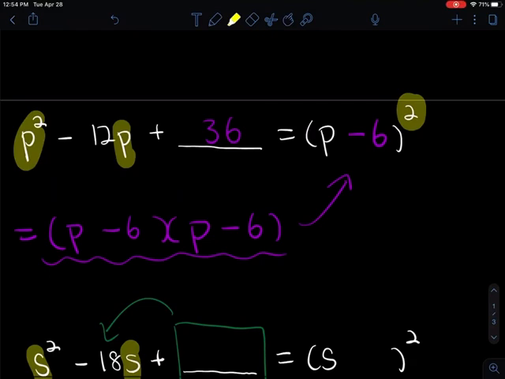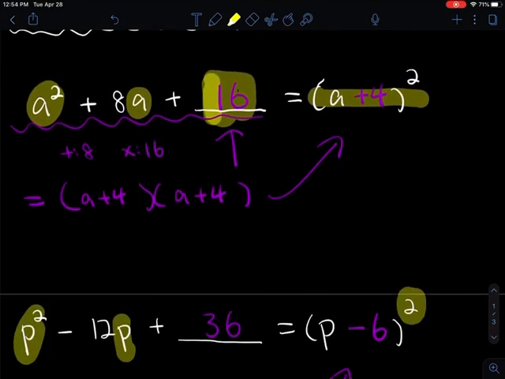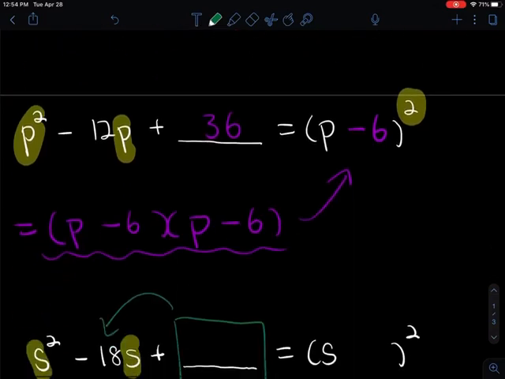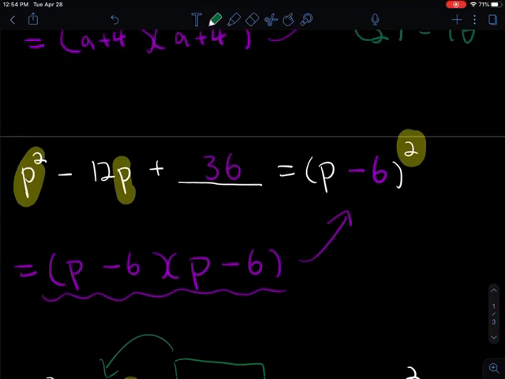So let's take a look at the examples that we did so far, right? Over here we have 8 as our b value. So we take 8, divide it by 2, and then square it. Well, 8 divided by 2 is 4, squared is 16. Okay, and that's how we got the 16 to be underlined there. And then we can factor as a plus 4 squared. Over here, our b value is negative 12. We divide by 2 and then square it. Negative 12 divided by 2 is negative 6. Negative 6 squared is a positive 36. And that's where this 36 came from.